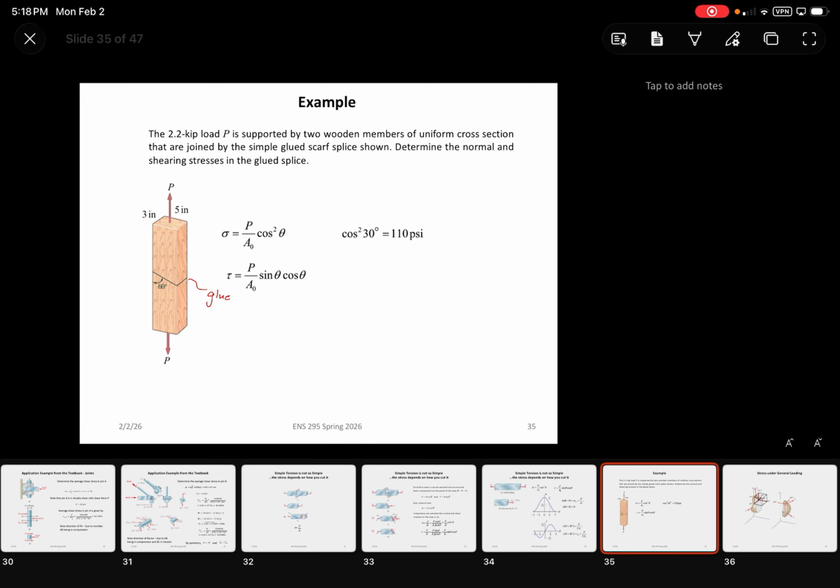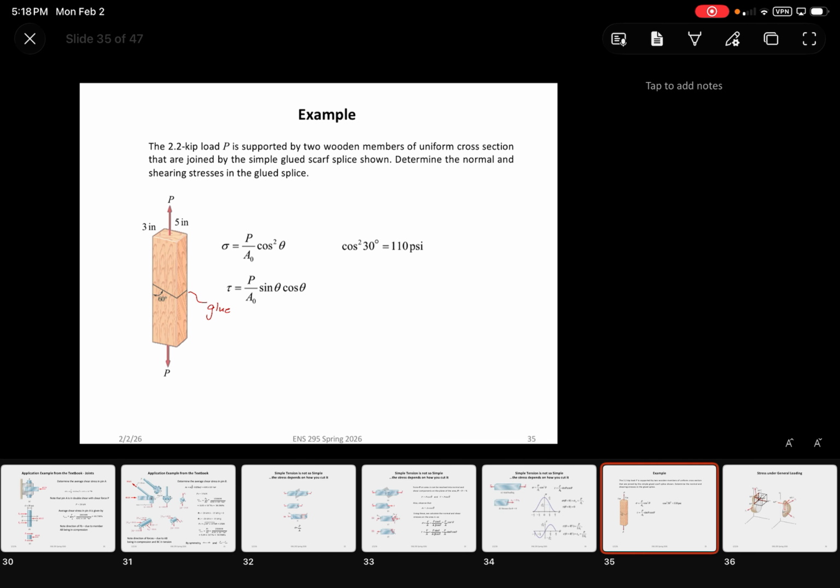Just using the equations that we had previously derived, you can plug these in pretty easily. Ignore that, it's probably one of the answers, but it's just not labeled properly. So for the normal stress that's acting along that plane particularly, we can draw it out in a section view, where this would be your normal stress and that would be your shear stress. And so sigma would just be the 2.2 kip force. The main cross-sectional area is just going to be the 5 times 3, so 15 inches squared.